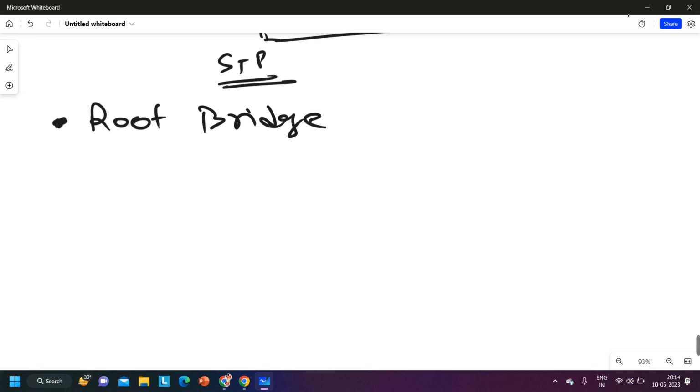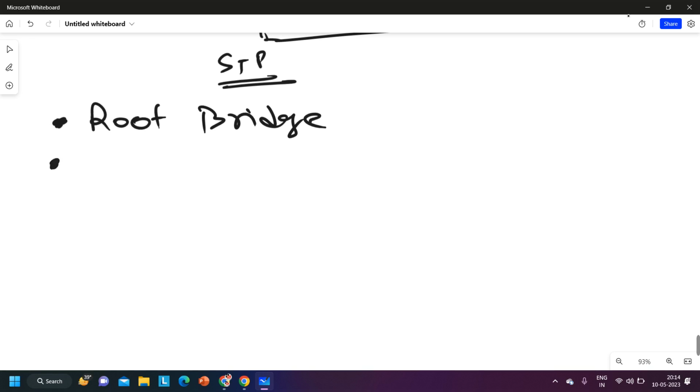Yes, sir. In a single broadcast domain, we select one router as a monitor router, right, who will control the topology. Like that, in a spanning tree protocol also, we are going to elect one switch as a main switch, and that will be your root bridge. Okay, you will learn lots of things about root bridge, don't worry.